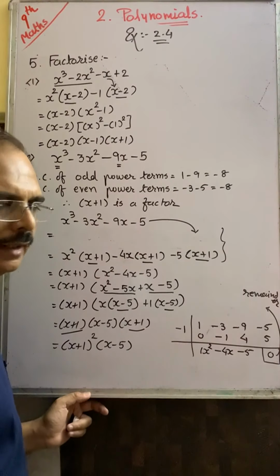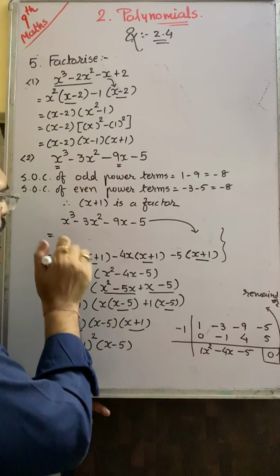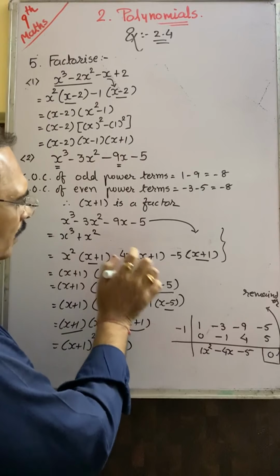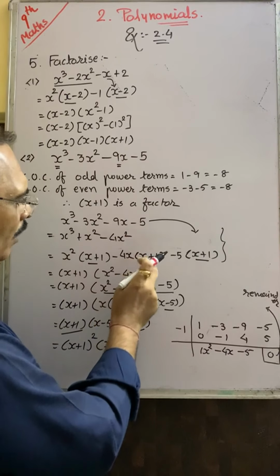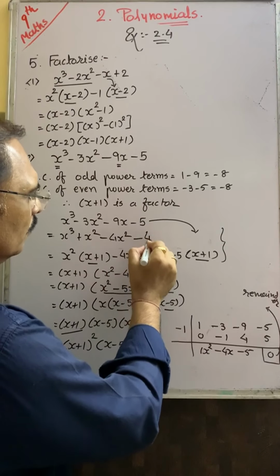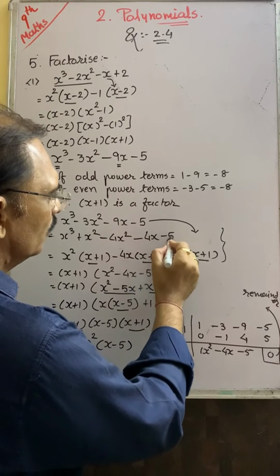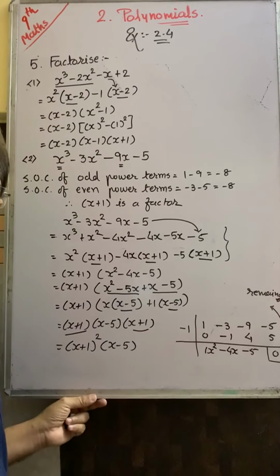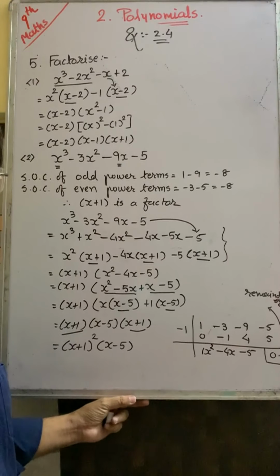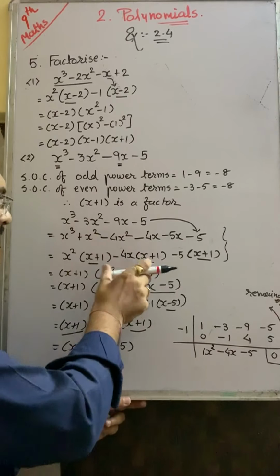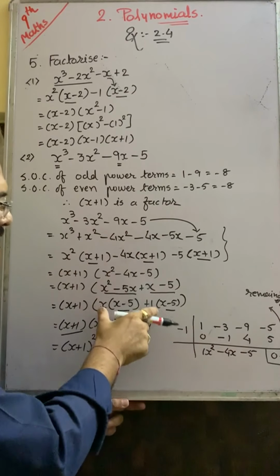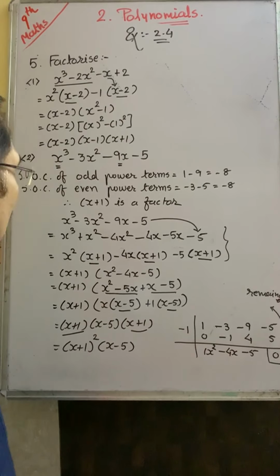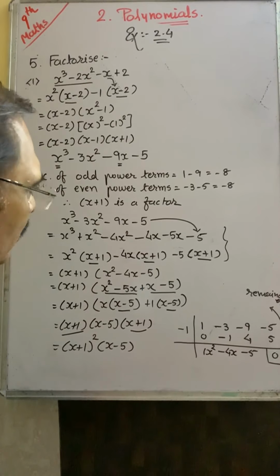And then open the bracket and write here in the second term, x square into x, x cube, x square into 1 is x square, minus 4x into x, minus 4x square, minus 4x into 1 is minus 4x, minus 5 into x, minus 5x, minus 5 into 1 is minus 5. Is it okay? But you have to do this in rough work, and after that write like this, and then take x plus 1 common. Now this will be very easy because you have learnt it in 8th standard also. Is it okay? This is your second sum. Take a snap, write it.